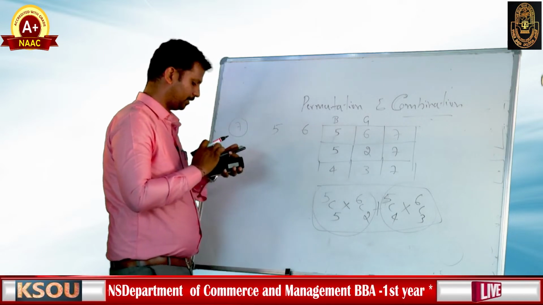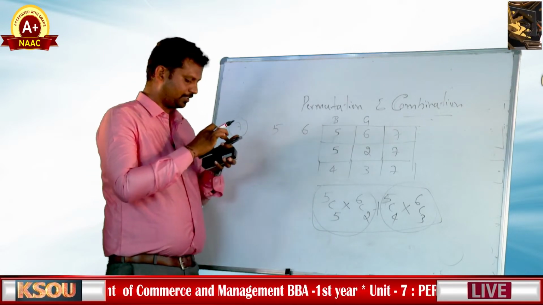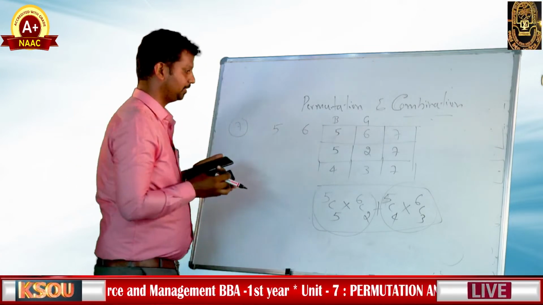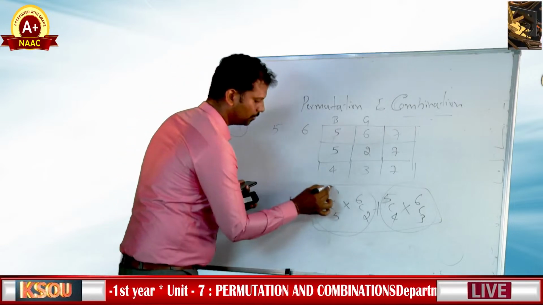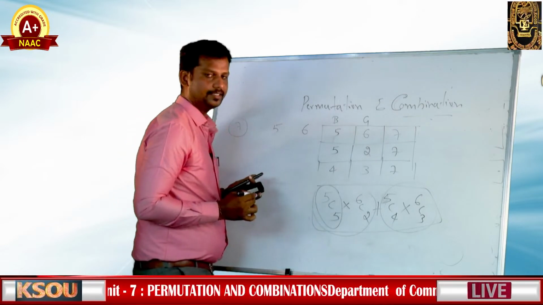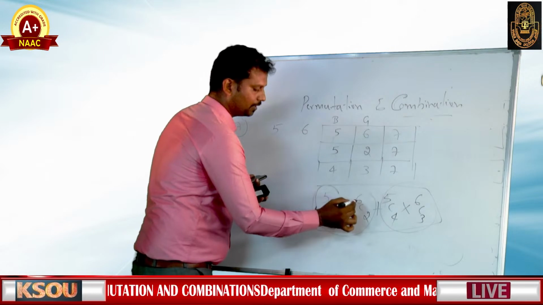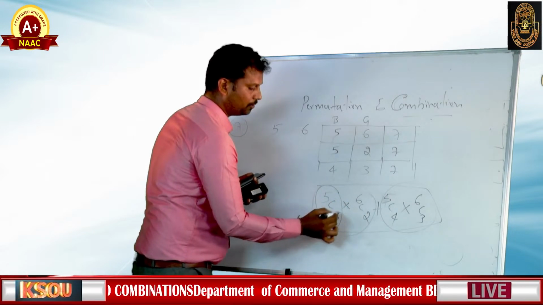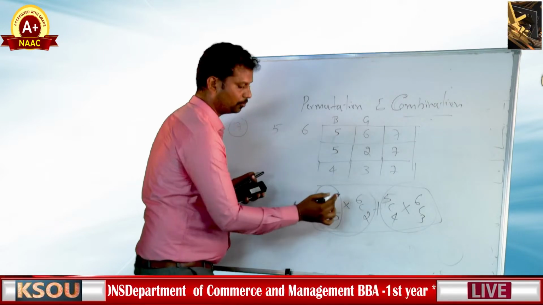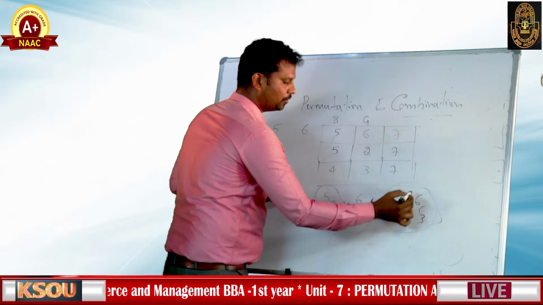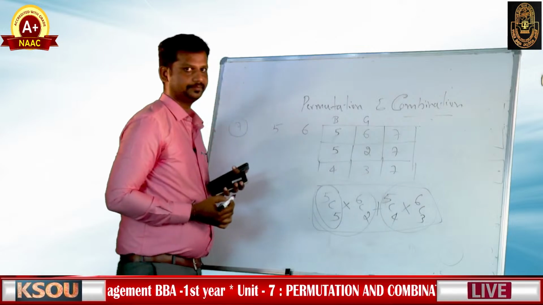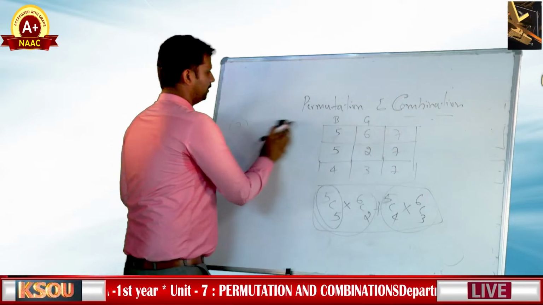Okay. Next, another question, especially for examination. You can simplify the next part. That means first you should find out 5C5 and 6C2, which should be multiplied. Then again find out 5C4 into 6C3. Okay. The next question.